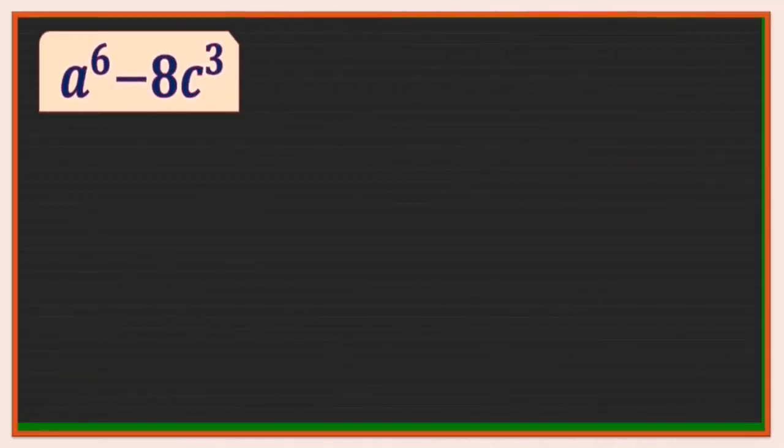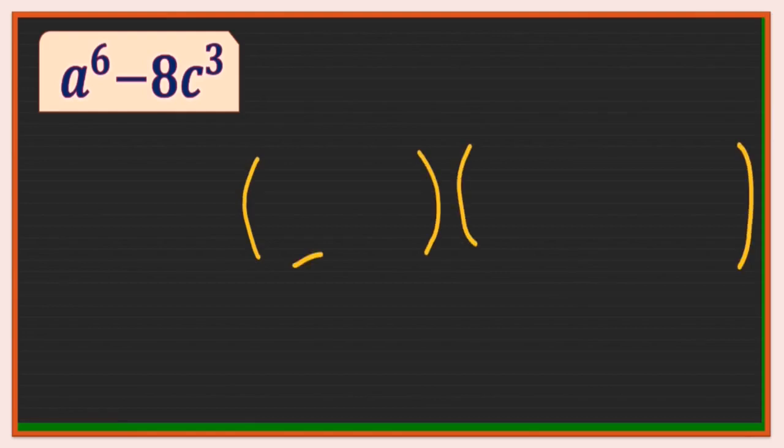Let's have the last one, a to the power of 6 minus 8c cubed. Both the first and the second terms are cubes, therefore the given is a difference of two cubes. Let's prepare first the two sets of parentheses. This is a binomial and this is a trinomial. Now get the cube roots of the two terms.